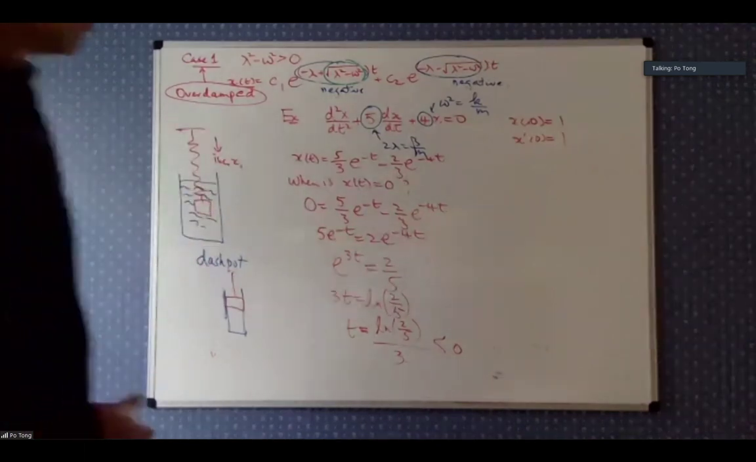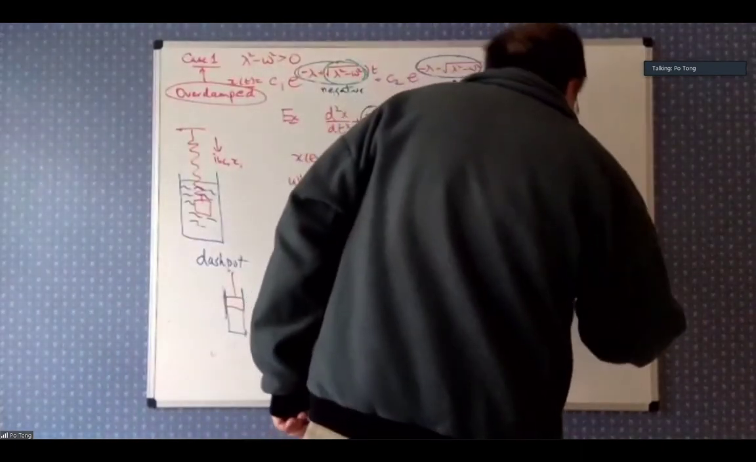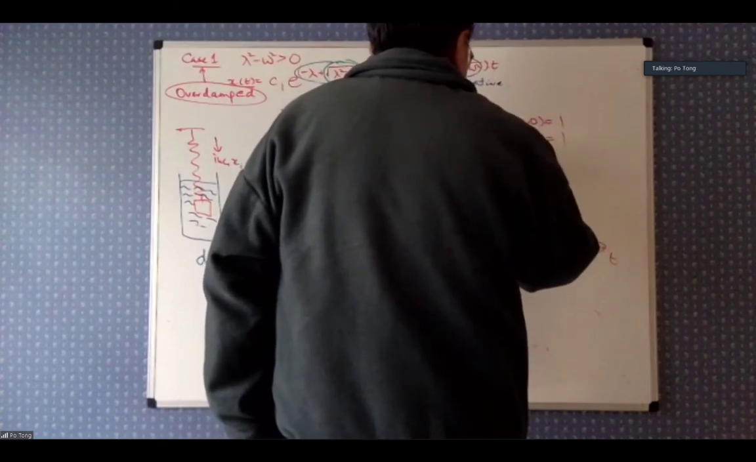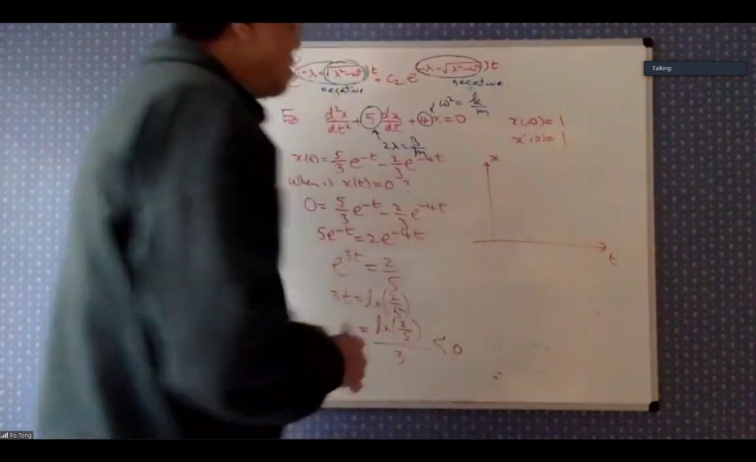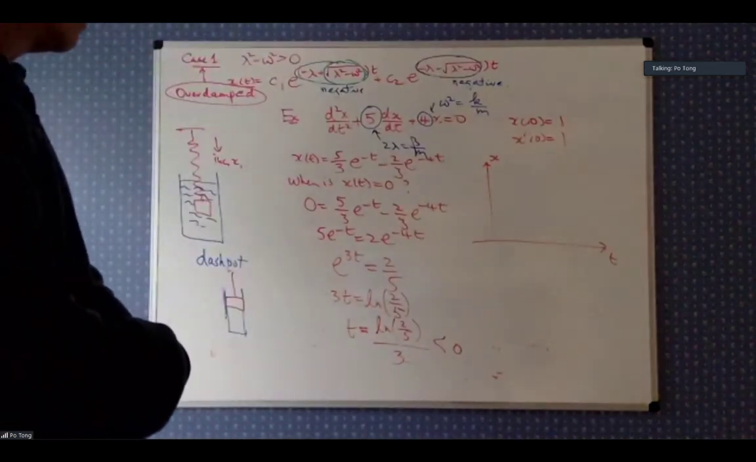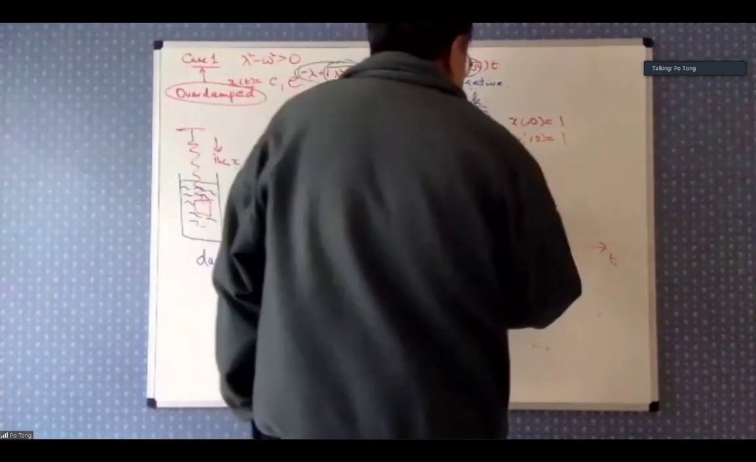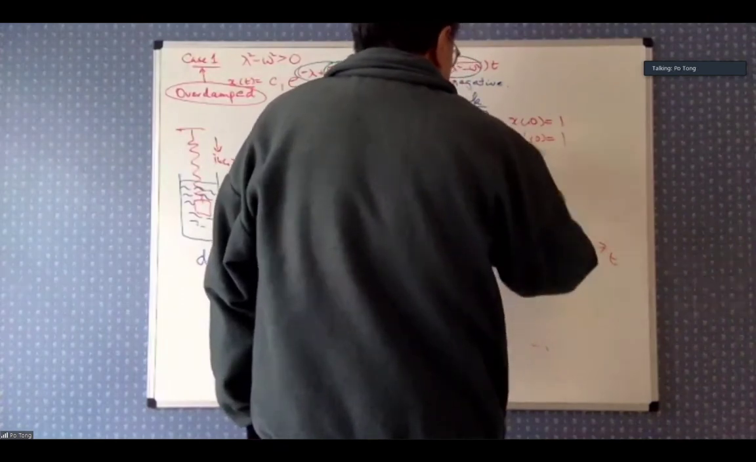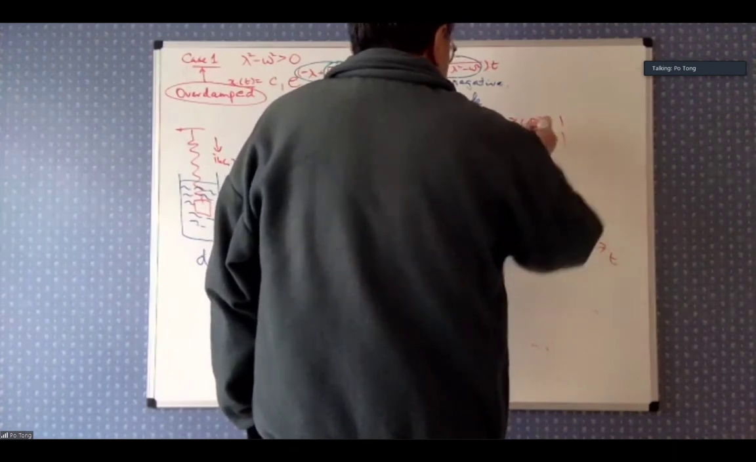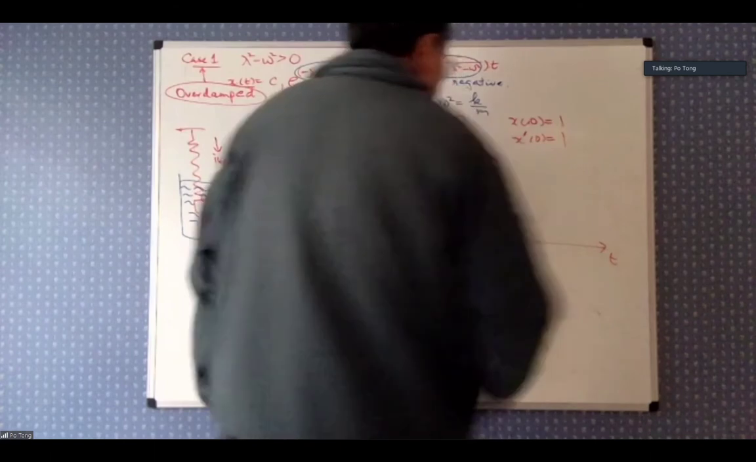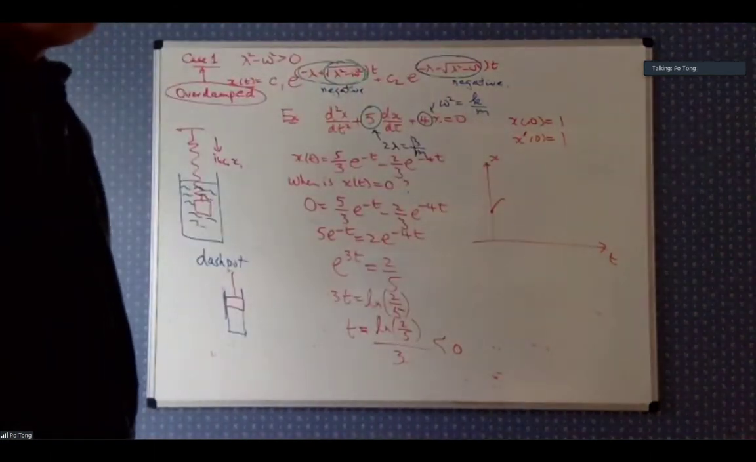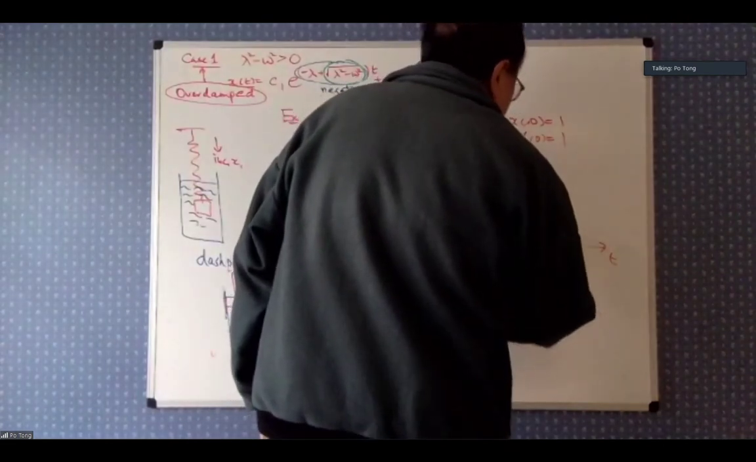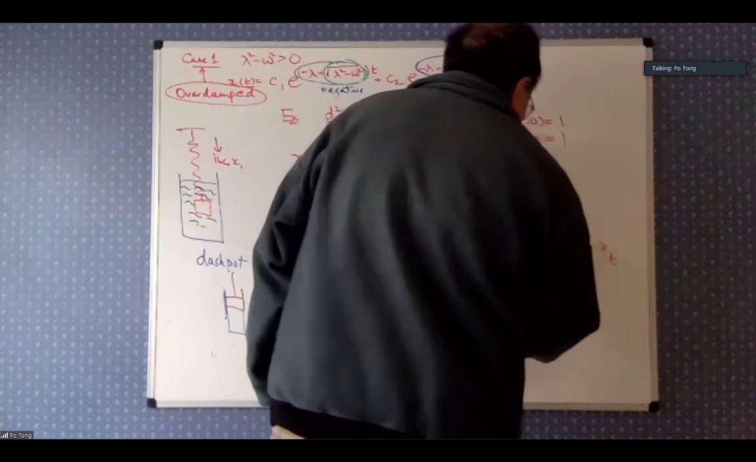Okay, so what happened is that the graph is going to look like this. This is x. At the beginning, x(0) is equal to 1, and x prime (0) is equal to 1. You are actually pushing it out, and then it's going to drop back down, but it will never cross this. And as it goes to infinity, it's going to zero. So it looks like this, guys.